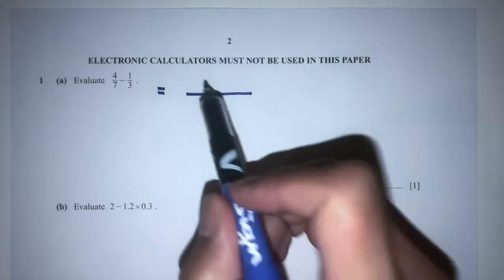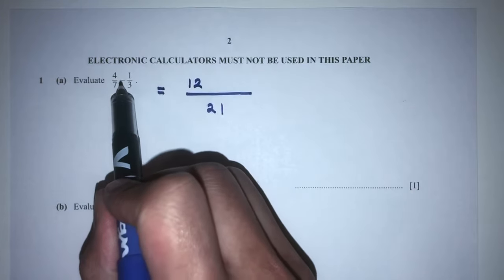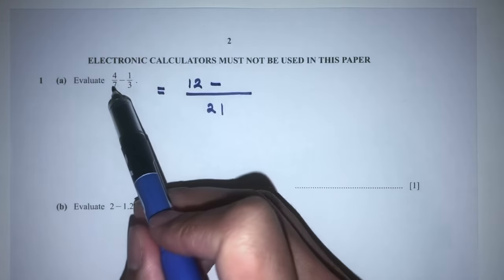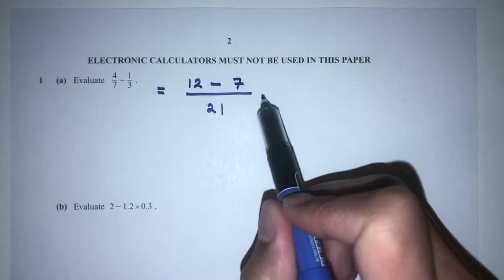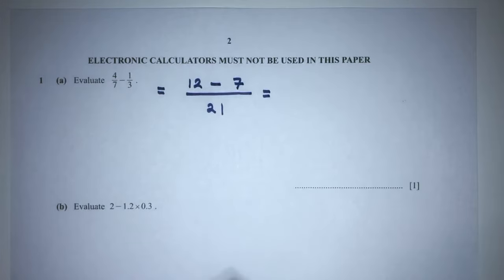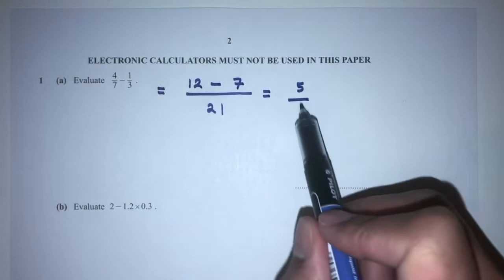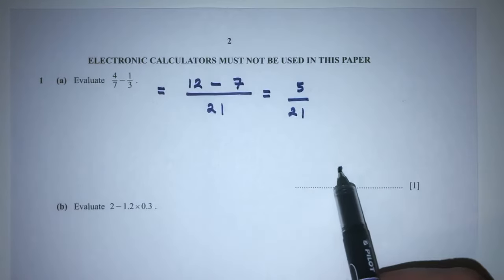So 4 times 3 is 12. Here we have minus, so we write minus. And 7 times 1 is 7. Now 12 minus 7 is 5 over 21. So the answer is 5 over 21 for question part A.